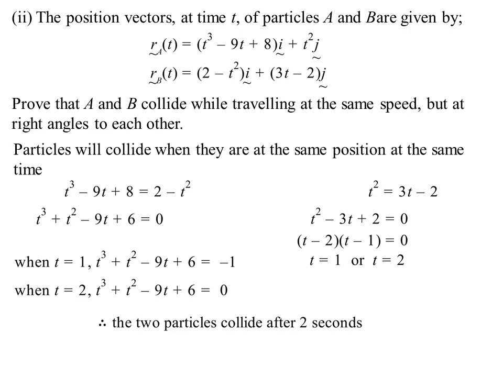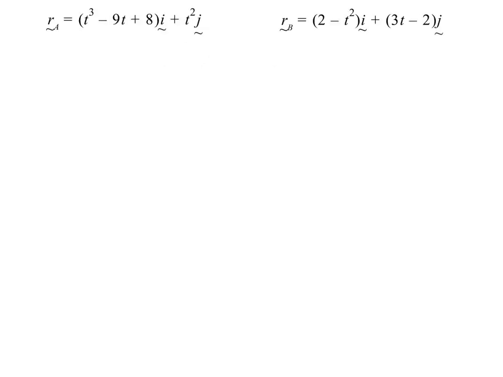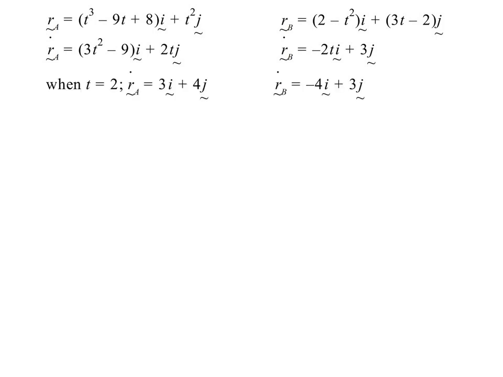So we've proven they do collide, but it's got to be at the same speed and at right angles to each other. So we've got to find our velocity. Well, differentiate each of them individually. So there's differentiating the motion of A, differentiating the motion of B. Now when t equals 2, there's our 2 motions. One gives me 3i plus 4j, the other gives me minus 4i plus 3j.